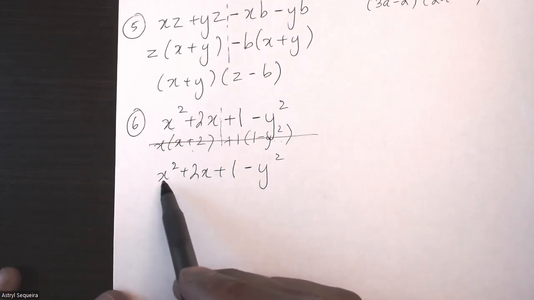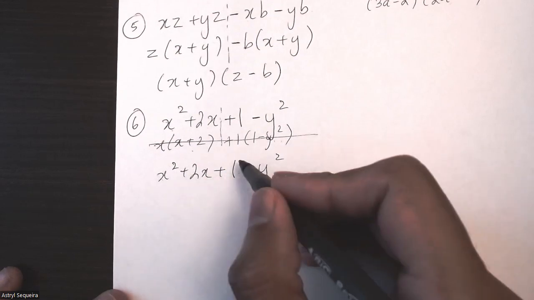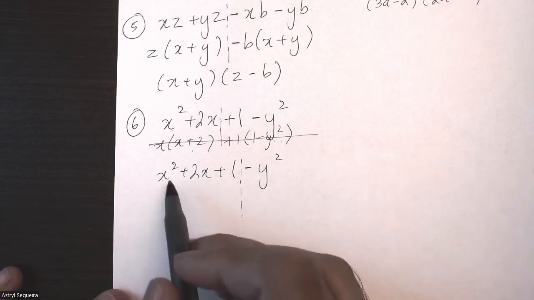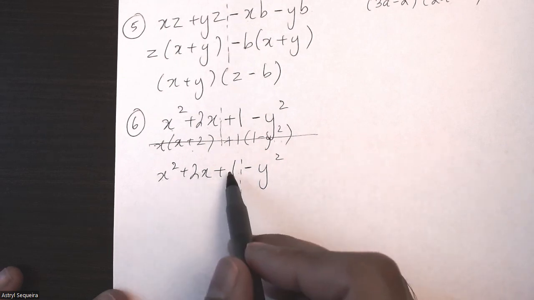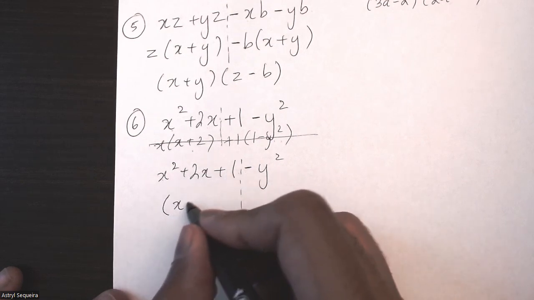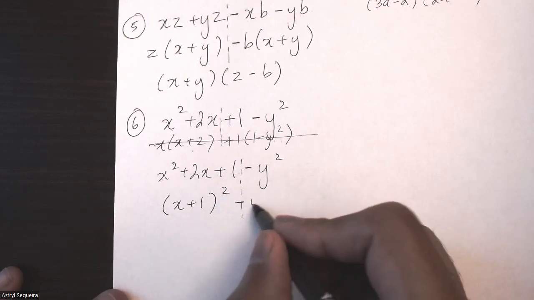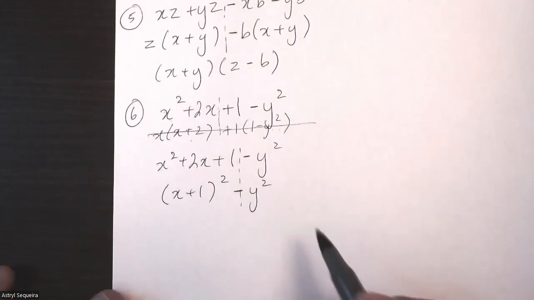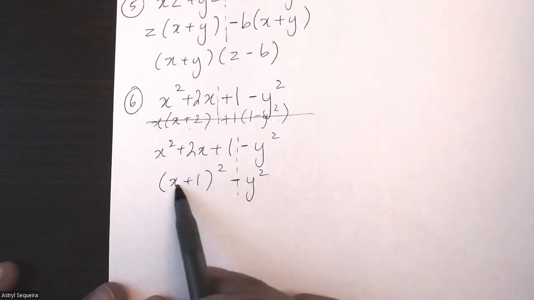But if you look at this question, you can easily tell that the first 3 terms group. So if I split it like this, you can easily tell that this is a perfect square over here. So I'm going to perfect square this. That's just x plus 1 squared. And then I have minus y squared. And now I can do difference of squares on this over here.